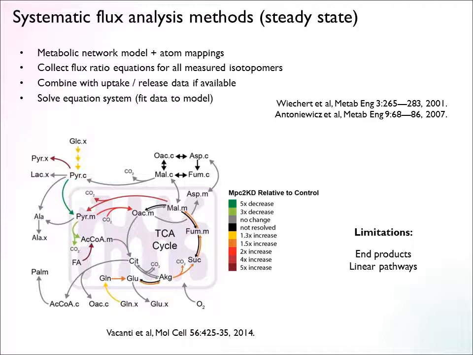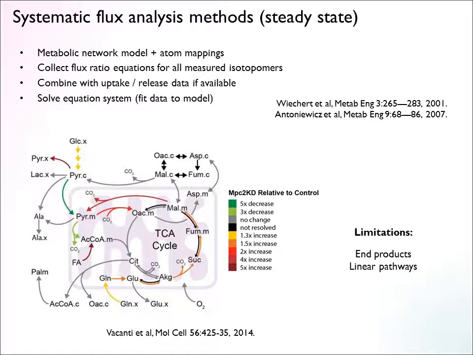So that's nice. I think this field has gotten to the point where these methods are becoming quite powerful, and you can use them to really interrogate what happens with metabolic activities in living cells when you do these types of perturbations. But they still have limitations. An important limitation if you use this type of steady state flux analysis method is that you will not be able to say anything about end products or linear pathways, so a sequence of enzymes that make some final product.